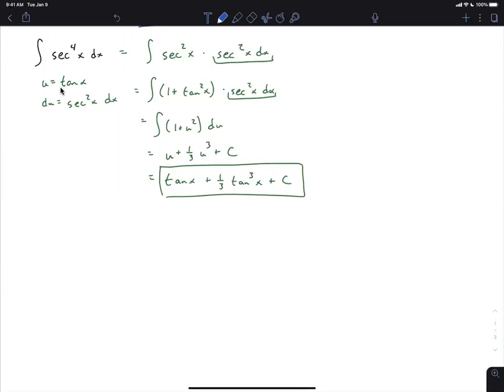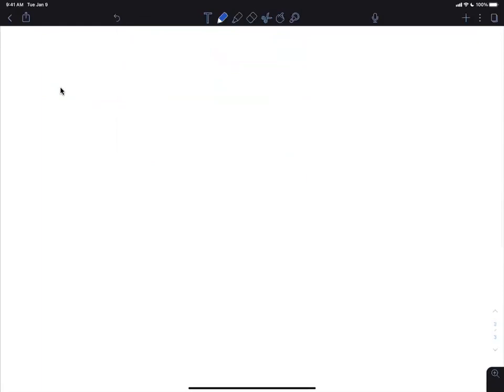Okay, so I'm going to put a bunch on the screen. I'm going to give you a couple minutes to think through what's going on. So which U sub should we use? And again, it's possible that there's more than one option. It's possible there is no good option. And so let's put a bunch up. Let's do secant to the 5th x tangent to the 7th.